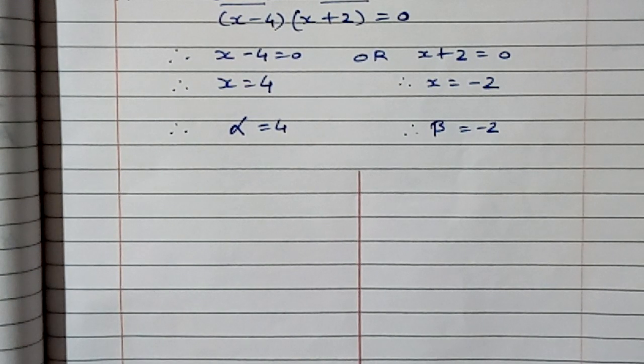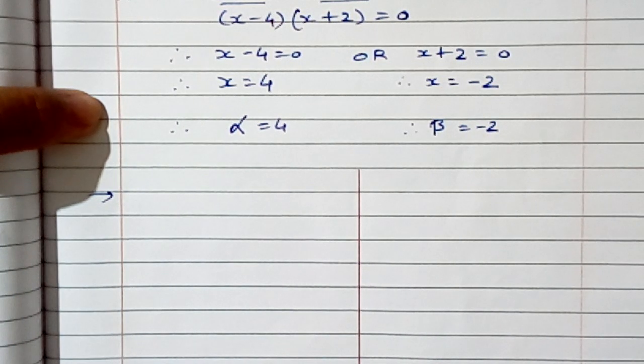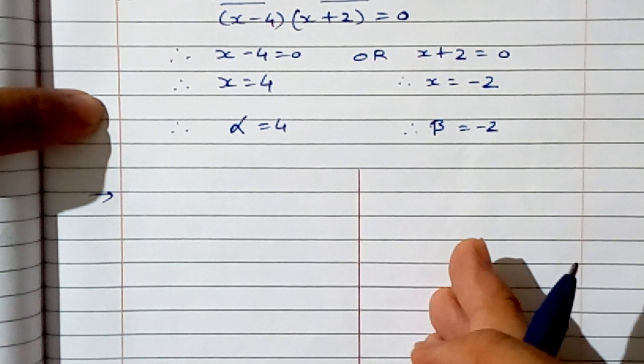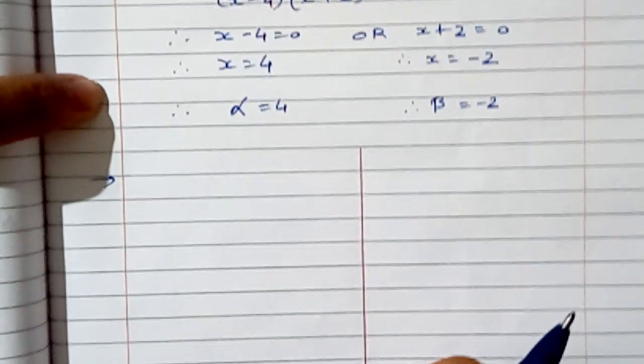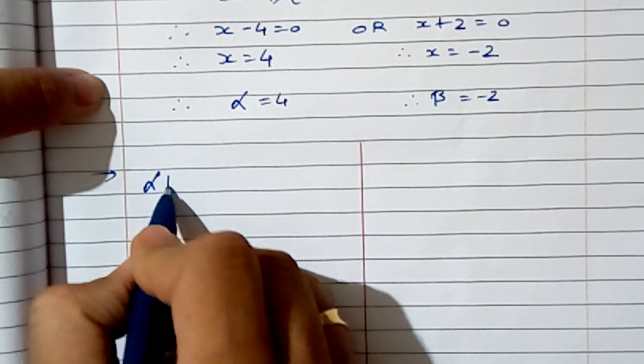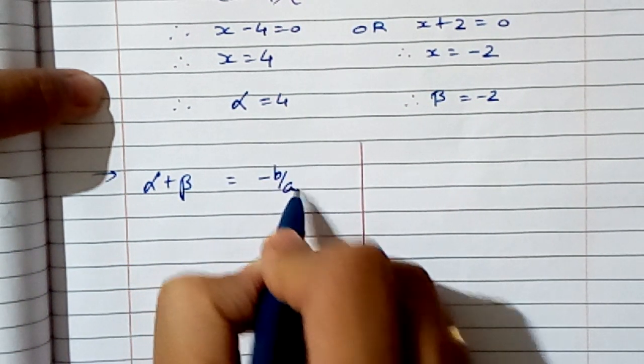Now we will verify the relationship between the zeros and coefficient. Here we are verifying for addition, sum, and on the right side we will verify for product, for multiplication. So we start with alpha plus beta equal to minus b upon a.